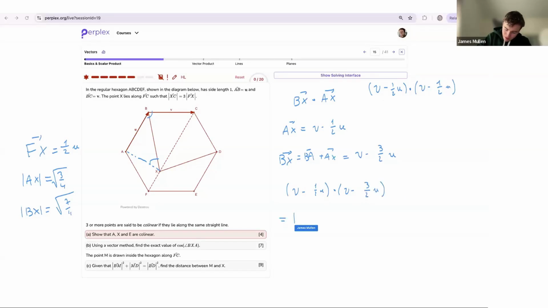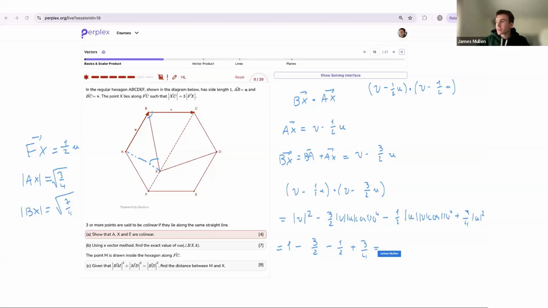That's going to be equal to v squared, then minus 3 over 2 v u cosine of 120 degrees, then minus 1 over 2 u v cosine of 120 degrees, and then plus 3 over 4 u squared. So 3 over 4 u squared. Now, the side lengths are 1, so this is just 1 minus 3 over 2 minus 1 over 2 plus 3 over 4.